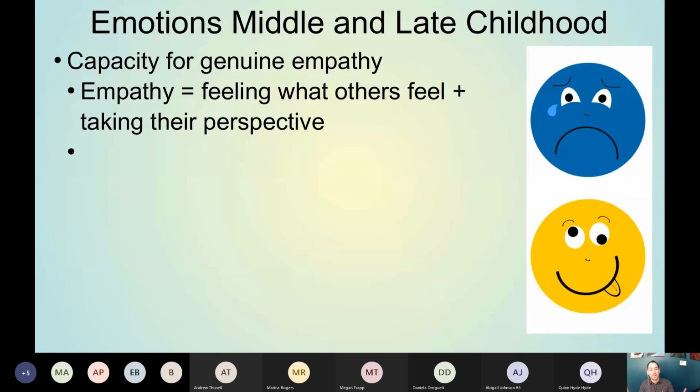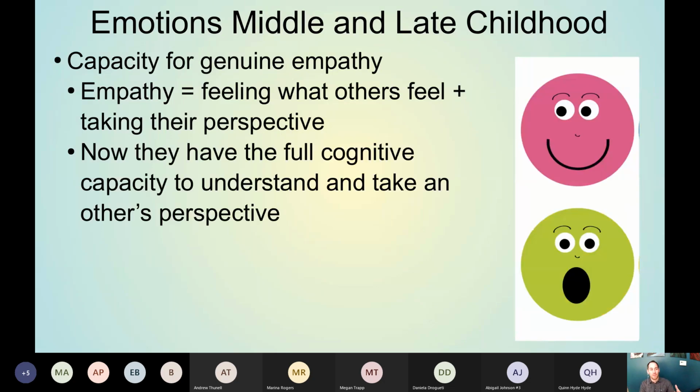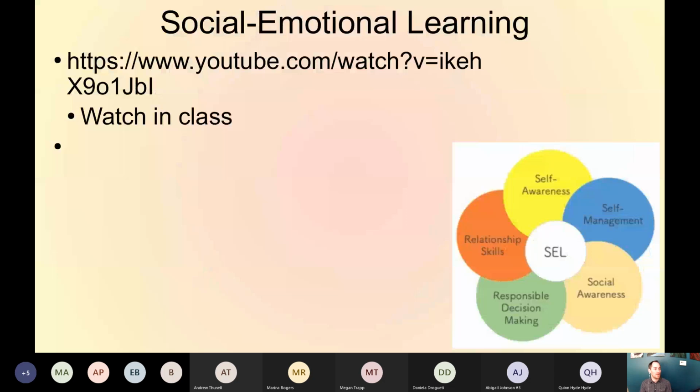So this is where we also start to see the capacity for genuine empathy. We've talked about perspective taking; empathy is those two pieces: feeling what others are feeling and being able to take their perspective. It's not until middle childhood that children have the full capacity to feel the entire construct of empathy. It's good to know how it develops up to that point. But now they have that full cognitive capacity to understand and take another's perspective, see that that person might be feeling multiple emotions in any given situation, that kind of thing.